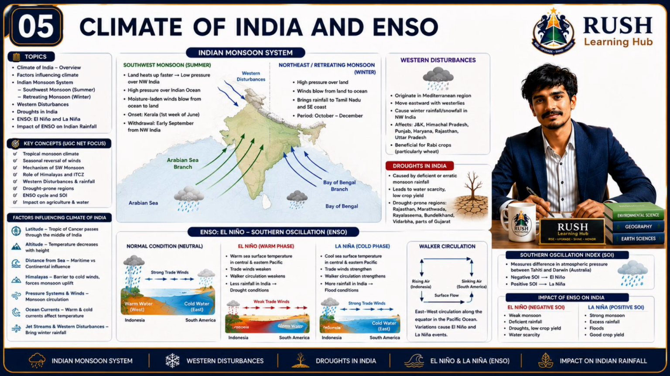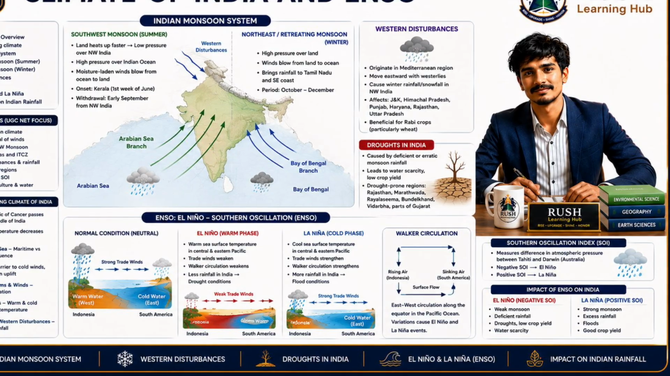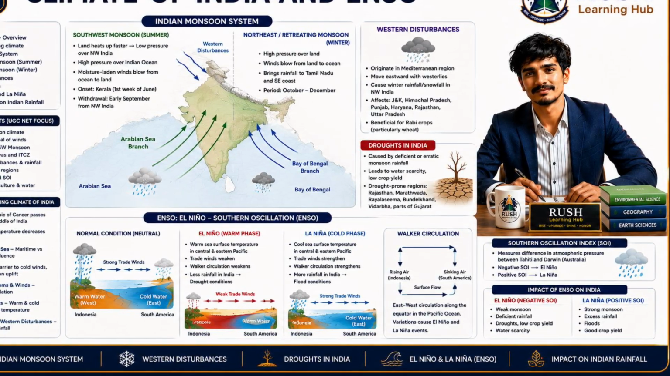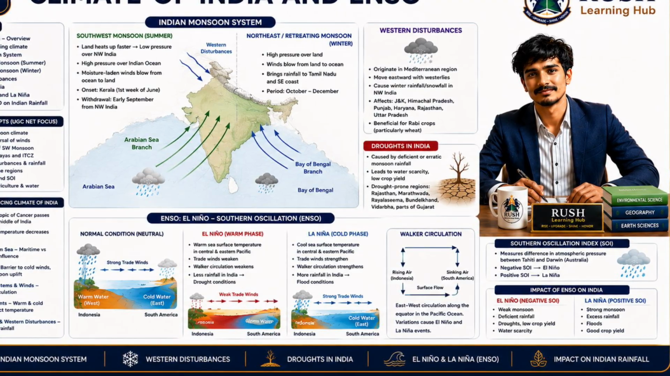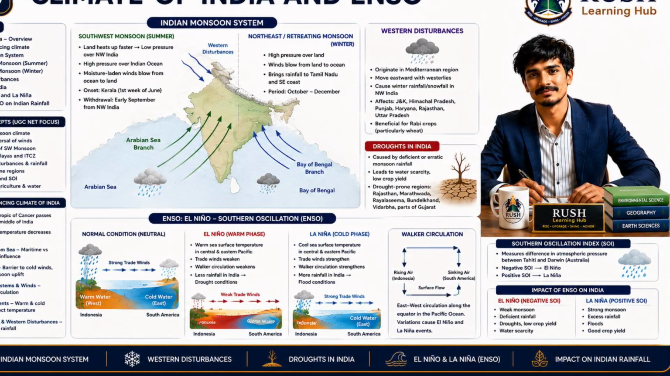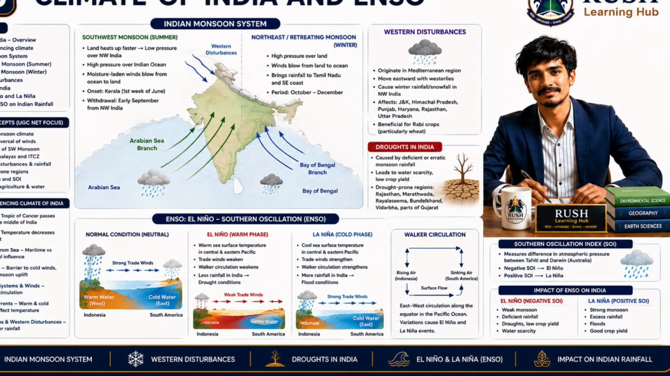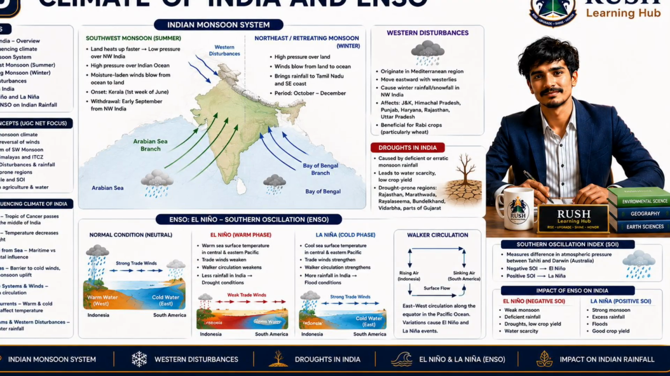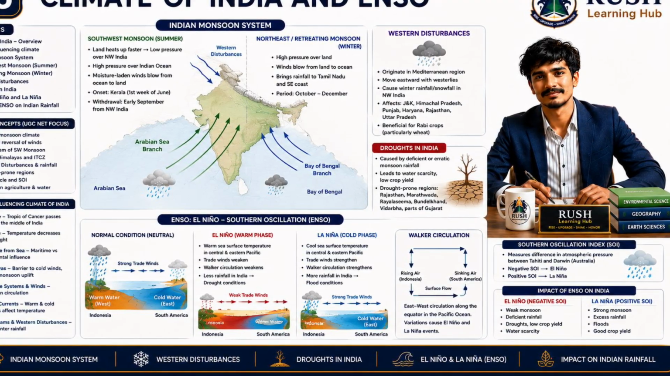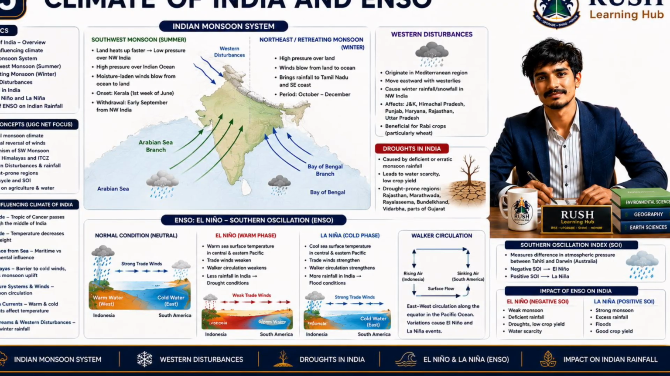Now let us discuss droughts. Drought refers to a prolonged period of abnormally low rainfall resulting in water scarcity. India is highly dependent on monsoon rainfall, and therefore any failure or irregularity of monsoon can lead to drought conditions. Regions such as Rajasthan, Marathwada, Rayalaseema, Bundelkhand, and parts of Gujarat are frequently affected by droughts.